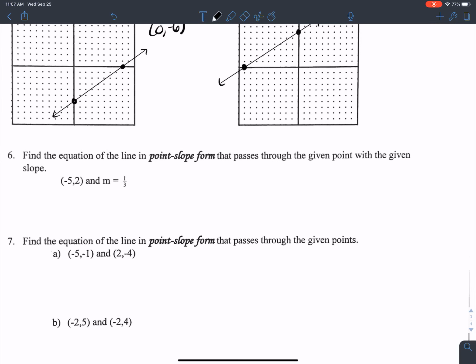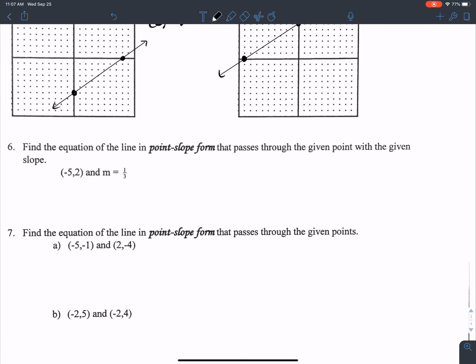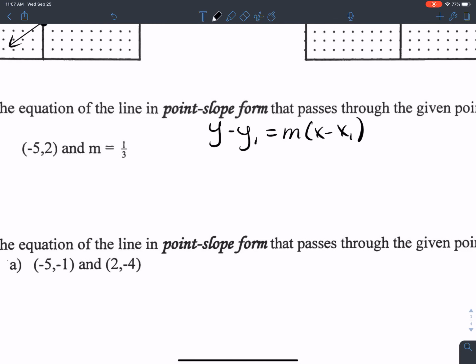Find the equation of the line in point-slope form. So this is just getting us to remember how the formula works and where things go. Now remember, when we're using this, there has to be a minus sign. That's part of the form. So we're going to write it with the minus sign first.